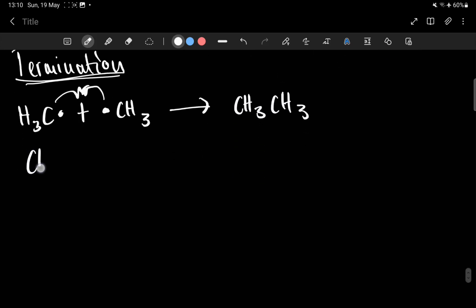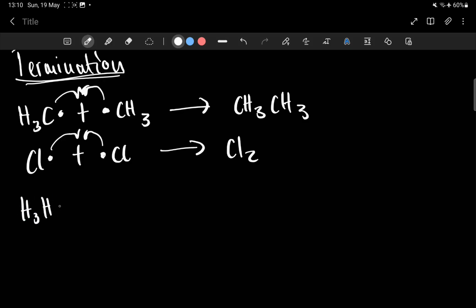Then another way is a chlorine radical meets another chlorine radical. Okay, then what's going to happen? You can put the radical at the back of a chlorine. Then, of course, we know they will combine and form Cl2. Then what's the last one? We have this guy, okay, meeting a Cl radical. They come together, and we are going to get CH3Cl. And that's going to be the end product.